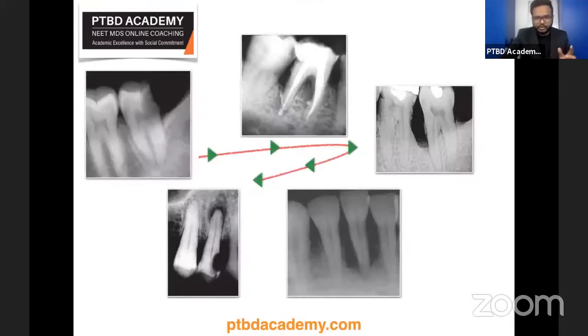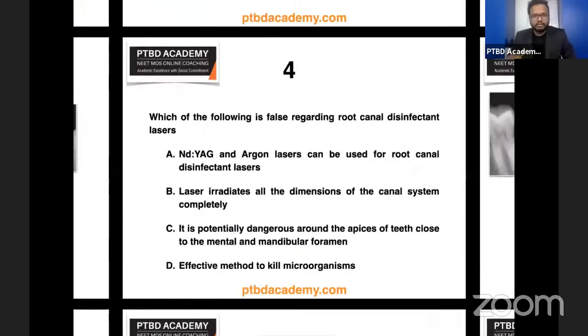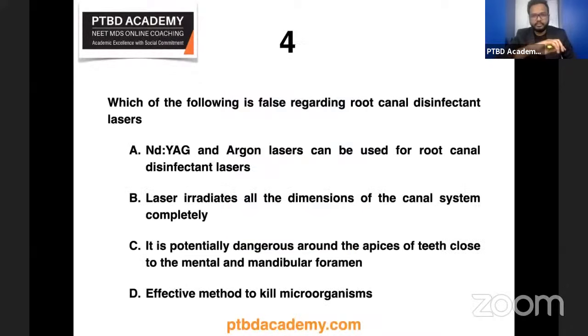By the way, I hope you got the answer for this particular question, right? So fourth question. Which of the following is false regarding root canal disinfectant lasers? Option A, Nd:YAG and Argon lasers can be used for root canal disinfection. Option B, laser irradiates all dimensions of canal system completely. Option C, it is potentially dangerous around the apices of teeth close to the mandibular foramen. Option D, effective method to kill microorganisms.